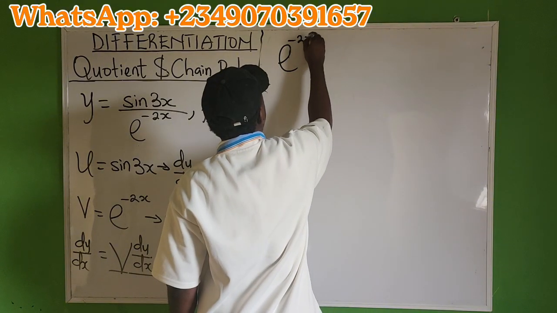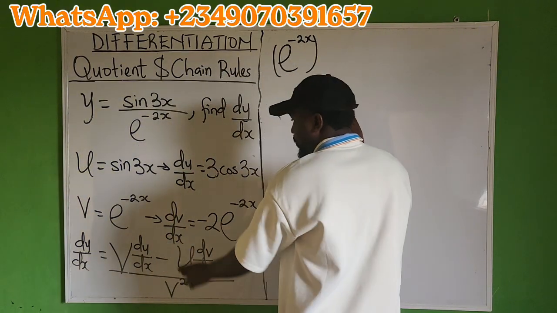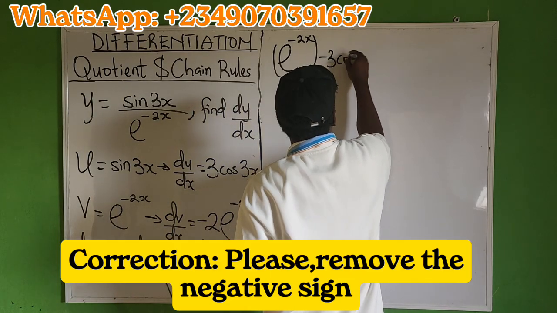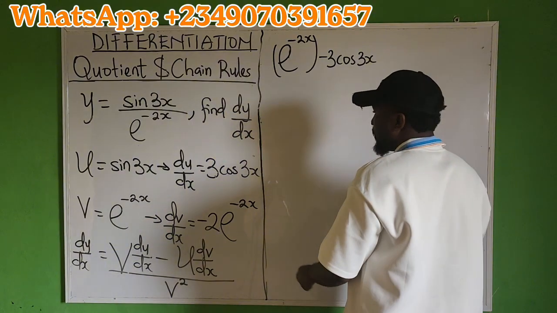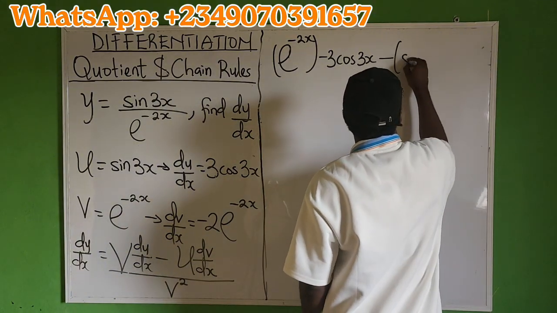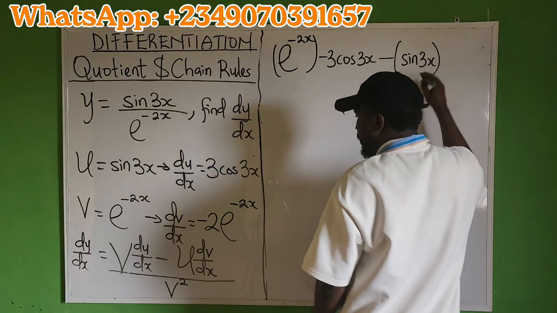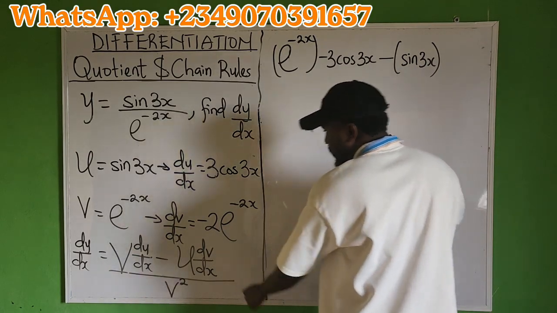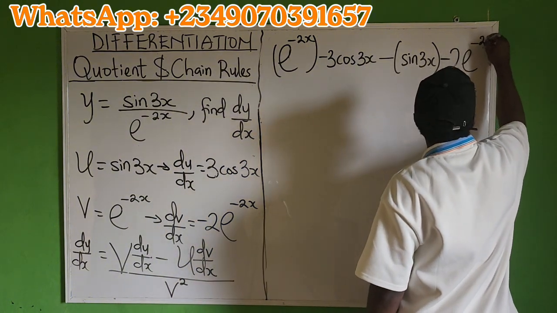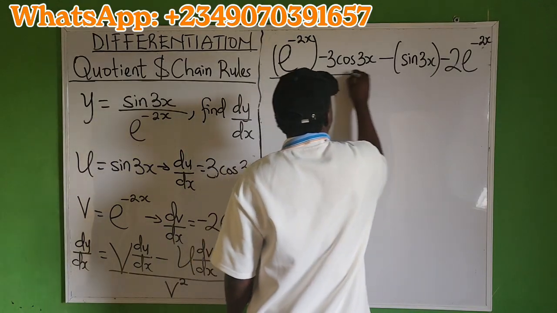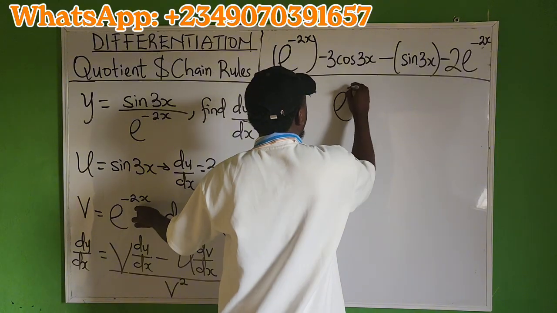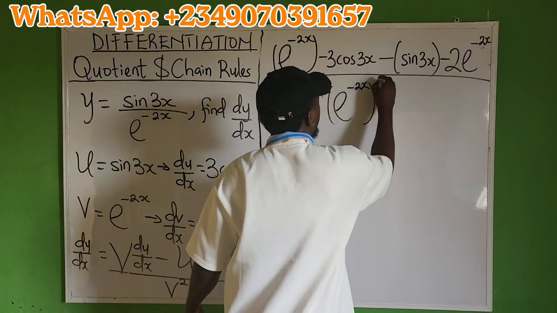Exponential negative 2x multiplied by what? du over dx is negative 3 cos 3x. Then minus, what is u? u is sine 3x, multiplied by dv over dx. What is dv over dx? That's negative 2 exponential negative 2x, divided by v. What is v? v is exponential negative 2x, all squared.